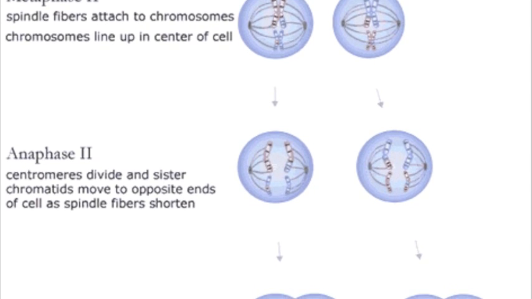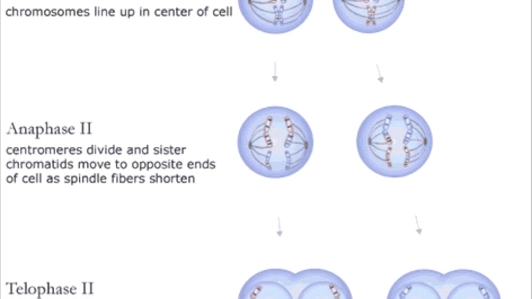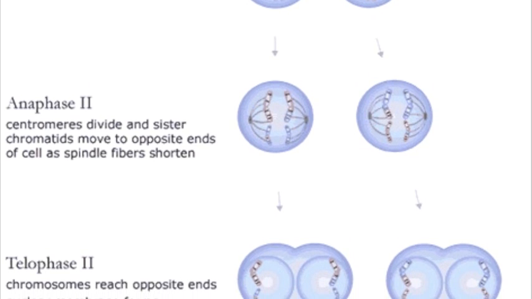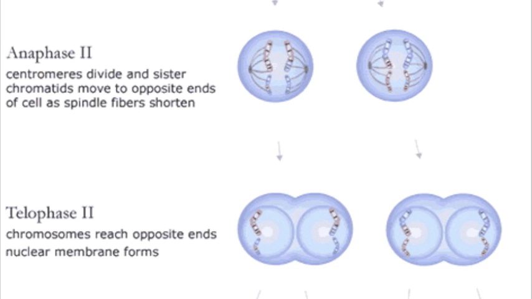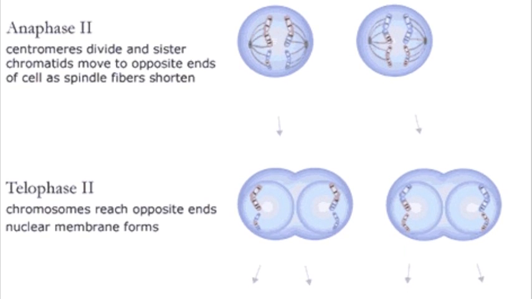The second division is merely a mitotic one in nature, where the chromatids are pulled apart but the number of chromosomes remains the same. This allows a large number of gametes to be produced.